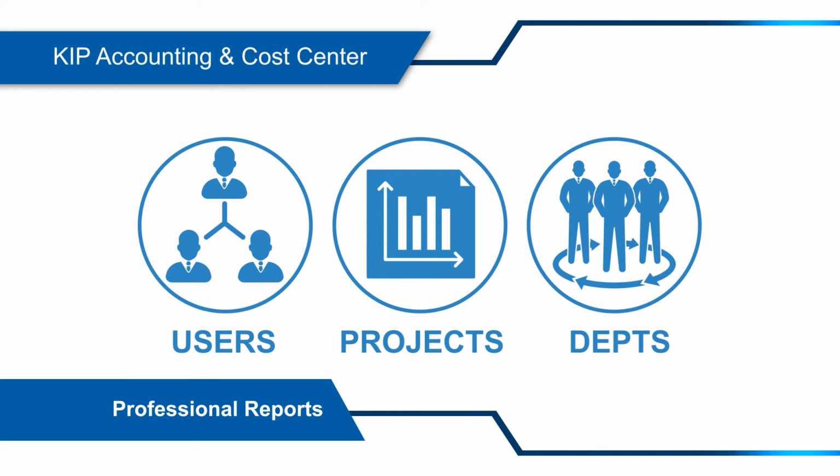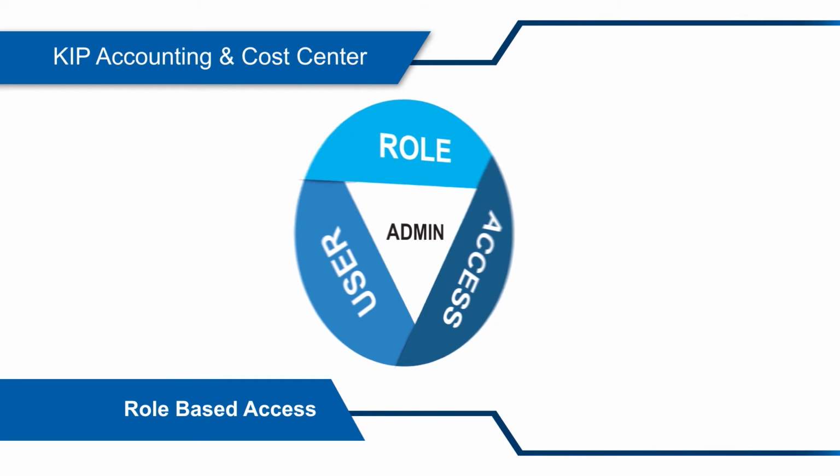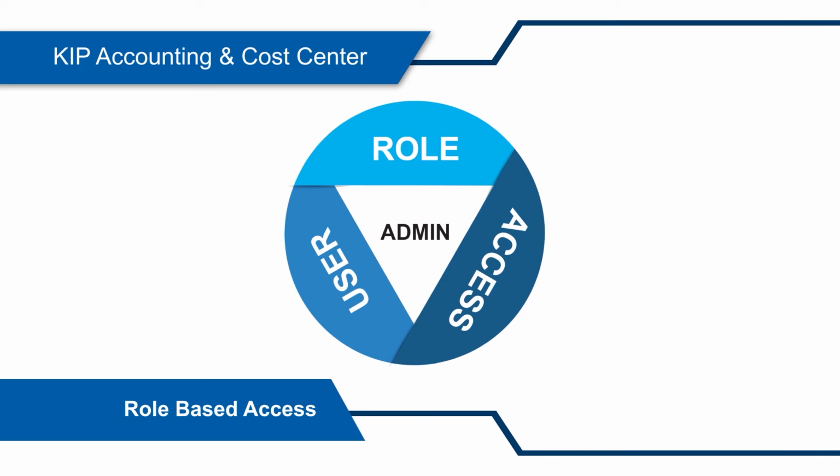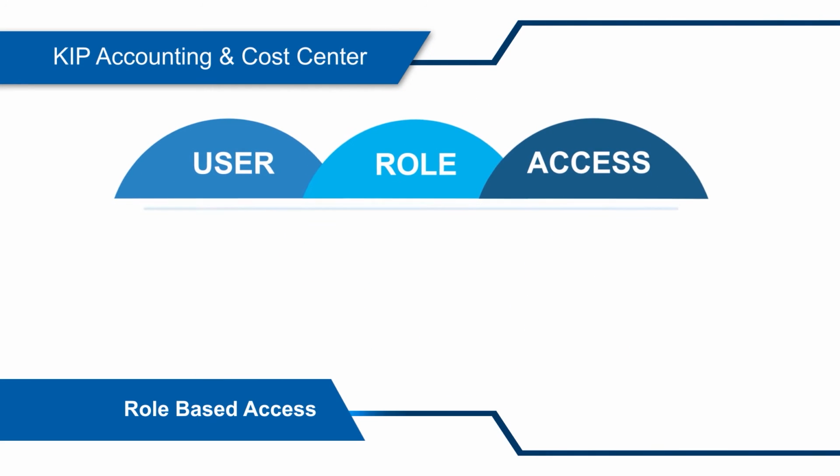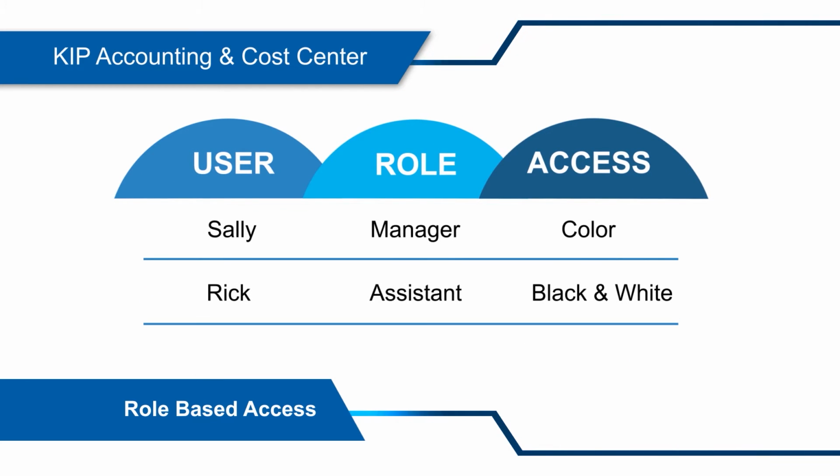Enforce security and reduce costs by implementing device usage rules for each user with KIP role-based access control. Create roles to restrict user access to various features and functions in KIP devices and software, such as access to color, access to printing, or system setup.